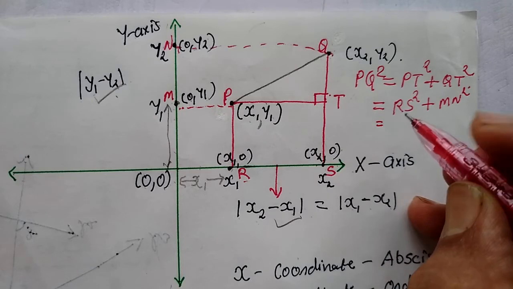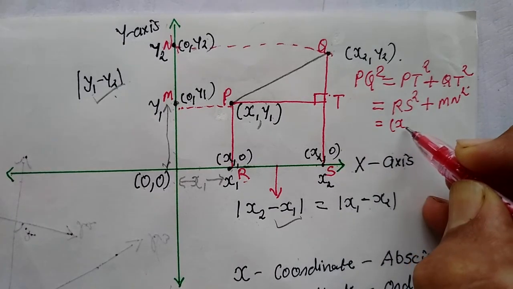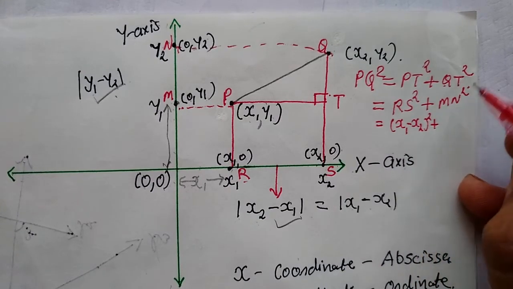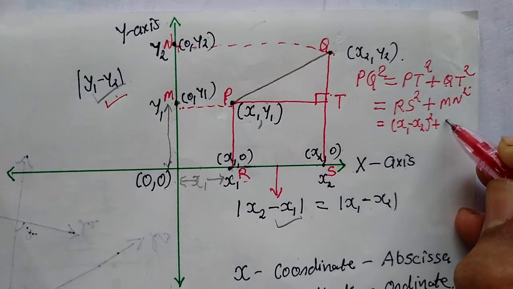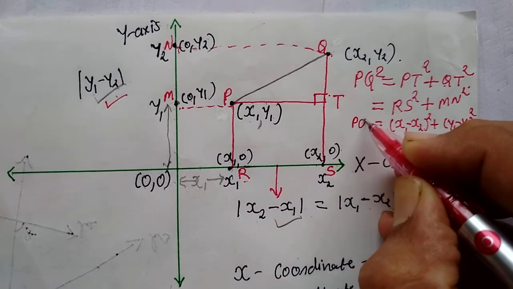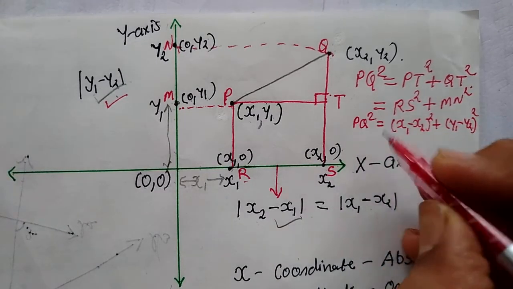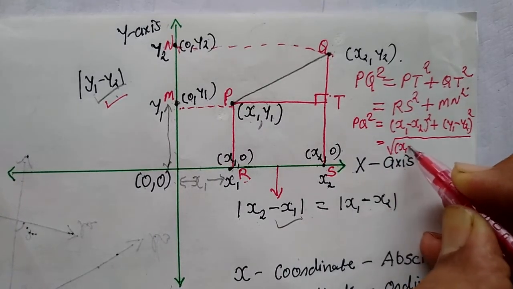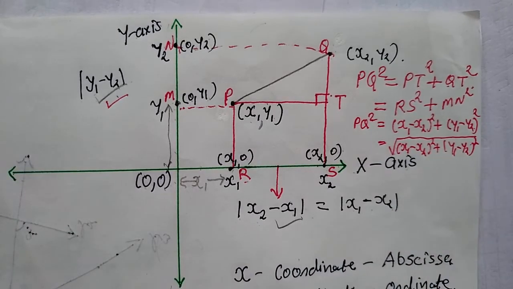Okay. Now children, what is RS square? This is nothing but (x1 minus x2) whole square, plus MN means what? It is here. So it is (y1 minus y2) square, children. So we have obtained the formula for PQ square. We remove this square sign, so it is under root sign, (x1 minus x2) square plus (y1 minus y2) square.